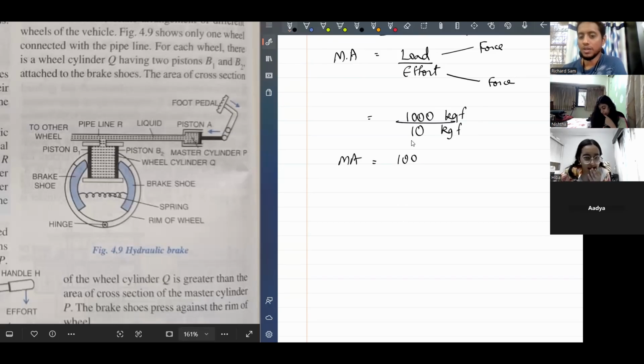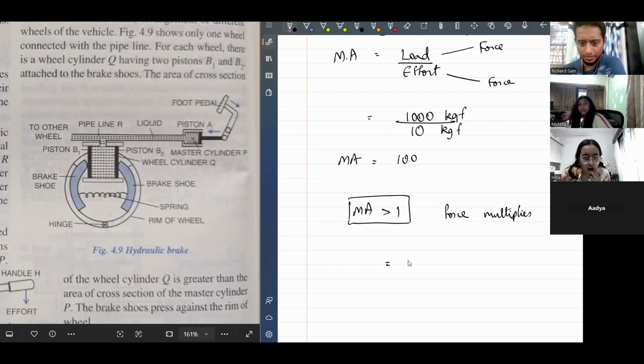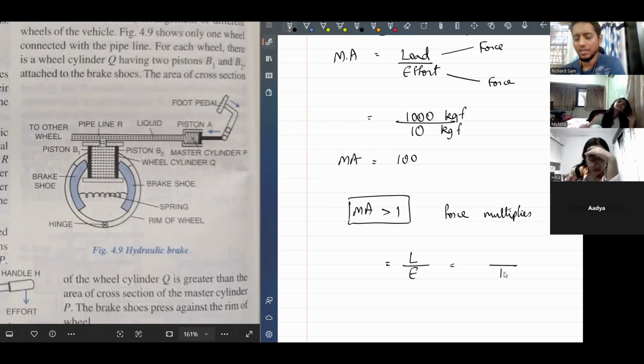Now, if the mechanical advantage is anywhere greater than 1, the machine acts as a force multiplier. We'll be studying in more detail about this in the 10th standard. Here you just have a little glimpse of it. If this value for mechanical advantage is more than 1, that machine is a force multiplier. Say he applied an effort of 10 kg and the load was 15 kg. Means with 10 kg effort, he was able to lift 15 kg.